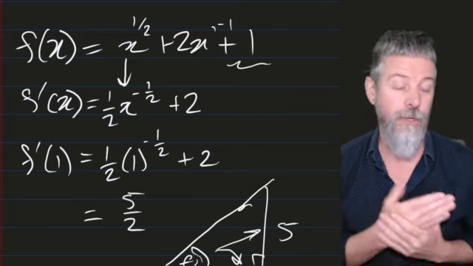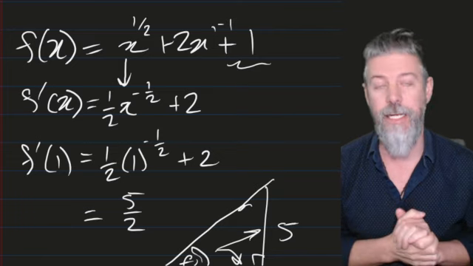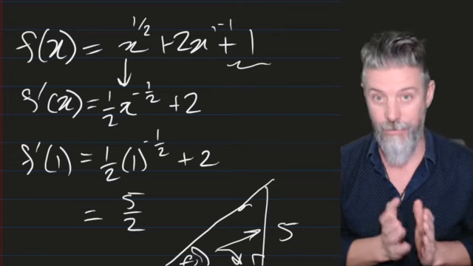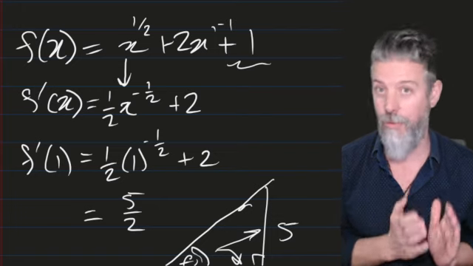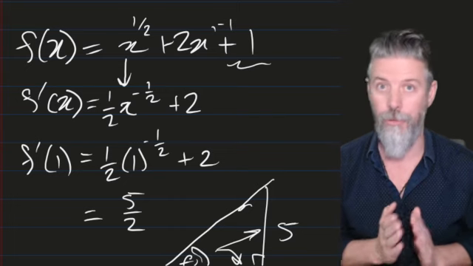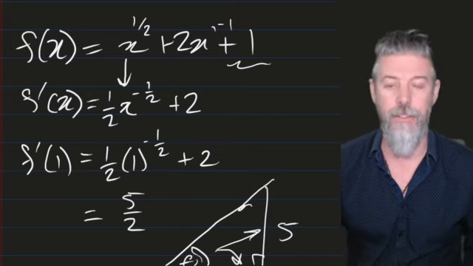So understanding your indices from surds is very necessary to help you do the derivatives. If you need to go back and revise that from stage 5 content, then I would recommend doing that, just to make sure that you're really comfortable with why root x is x to the power of a half, or the cube root of x would be, you know, x to the power of a third.